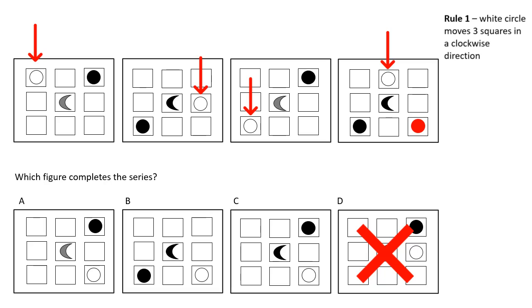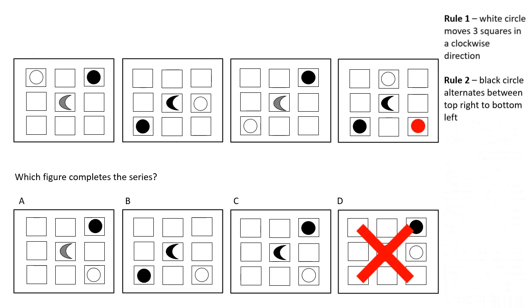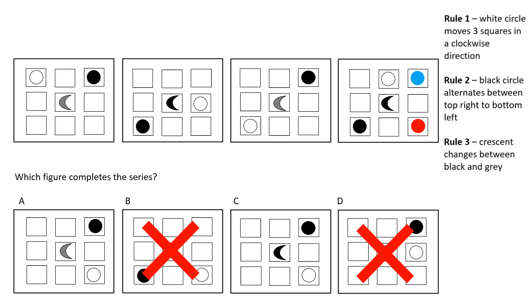The second rule is that the black circle alternates from being in the top right to being in the bottom left. So we can work out that in the next figure, the black circle should be here in the top right. So we can rule out B. And the third rule is that the crescent changes between black and grey. So in the next figure, the crescent will be grey, meaning that A is the correct answer.